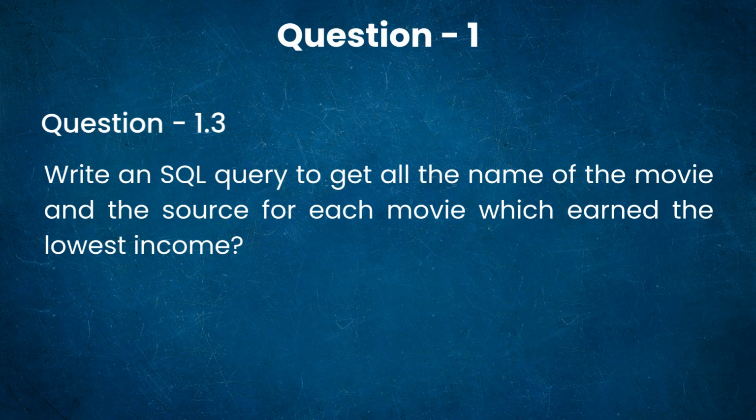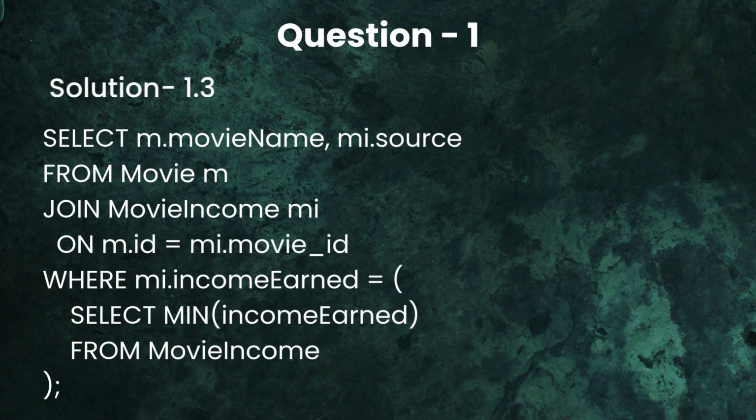In question 3, get all the movie names and their income source for movies that earn the lowest income. This question tests whether you can use a subquery and combine it with a join. First, find the minimum income, then fetch all movies that earn that amount. The answer for this particular question is shown on the screen.